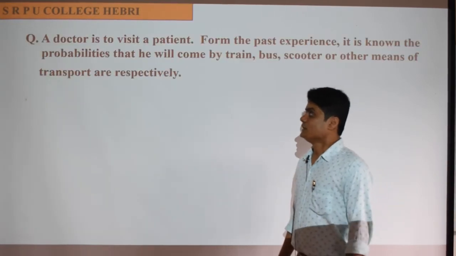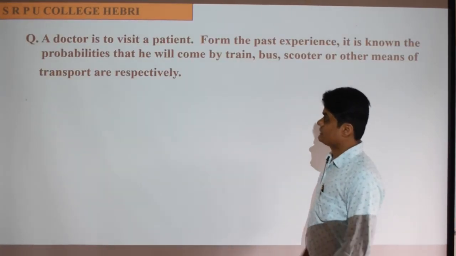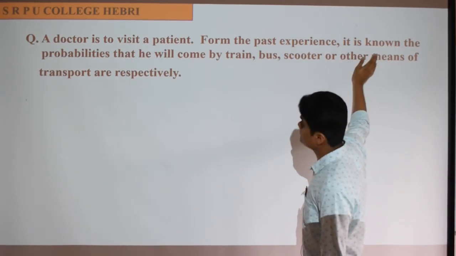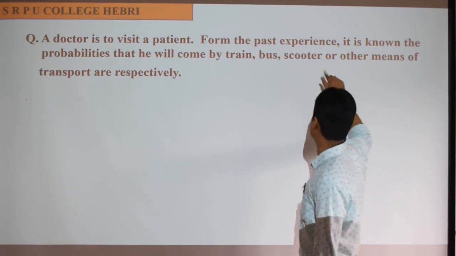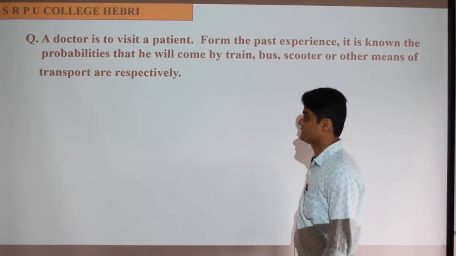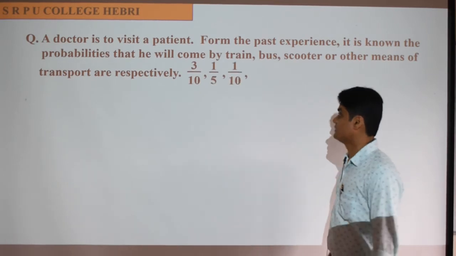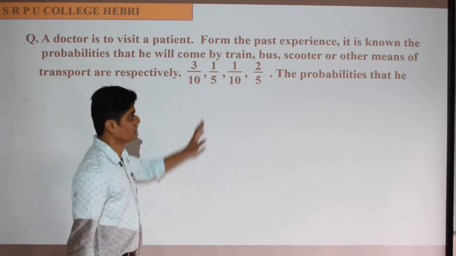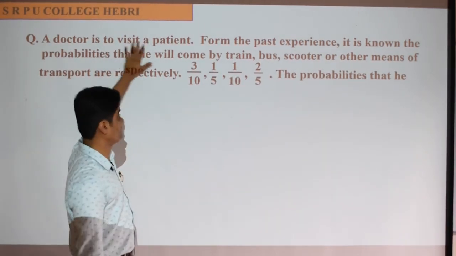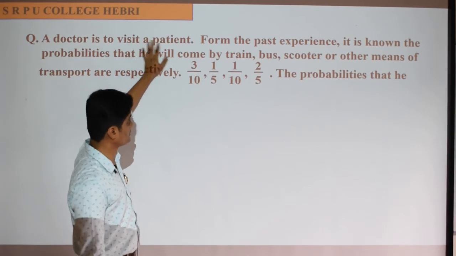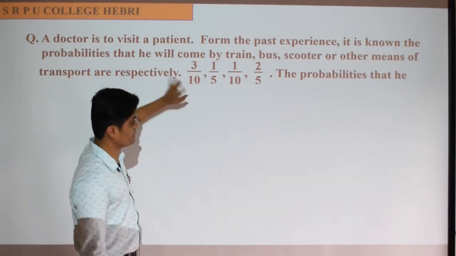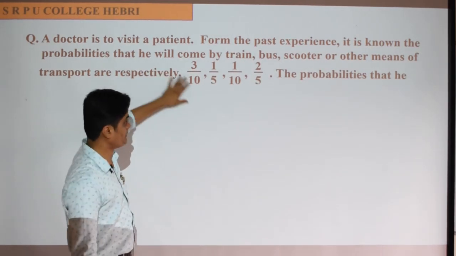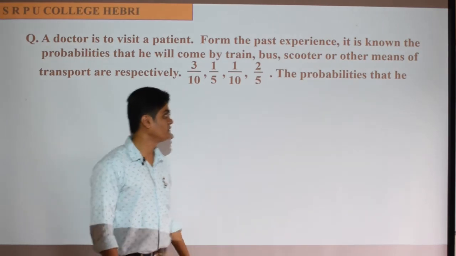A doctor is to visit a patient. From past experience, it is known that the probability that he will come by train, bus, scooter or other means of transport are respectively 3 by 10, 1 by 5, 1 by 10, 2 by 5. The difference from the previous problem is that there are 4 different events. Observe carefully: the doctor will come to visit patients in 4 different transportation modes: train, bus, scooter and some other. The probabilities are given as 3 by 10, 1 by 5, 1 by 10 and 2 by 5.